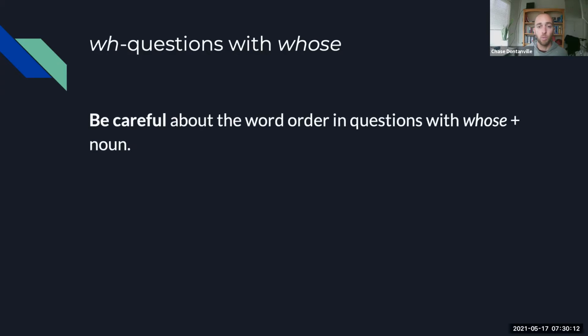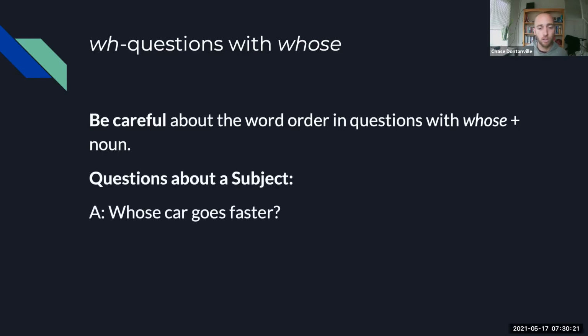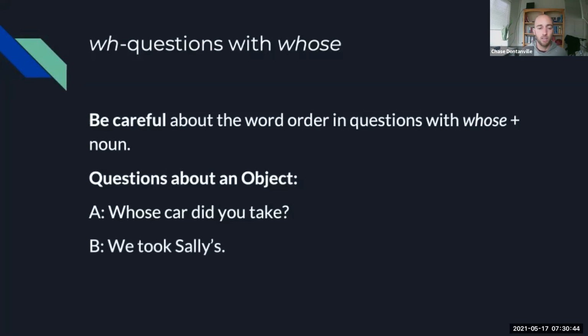And be careful about the word order in questions with whose plus a noun. So if you're asking about the subject, take a look. Whose car goes faster? Carl's does. So you notice we have whose car as the subject, and then the verb goes faster. Now, if you're asking about an object, it's different. Whose car did you take? We took Sally's. So notice here we have whose car, and then we need the helper verb, do, because we're asking about an object. So whose car did you take?